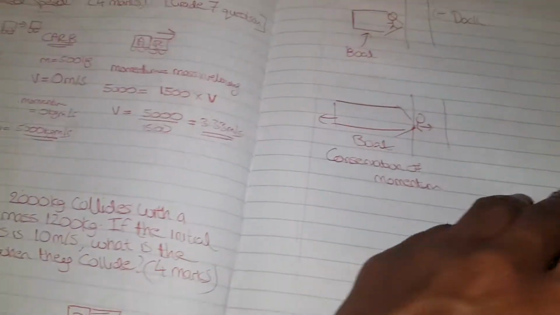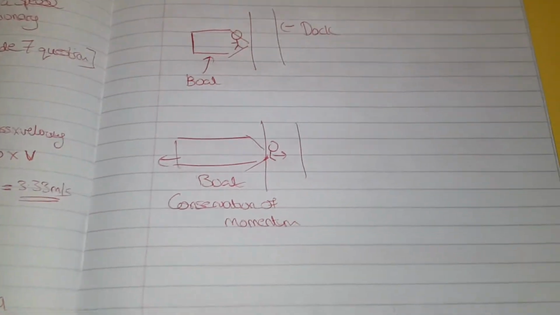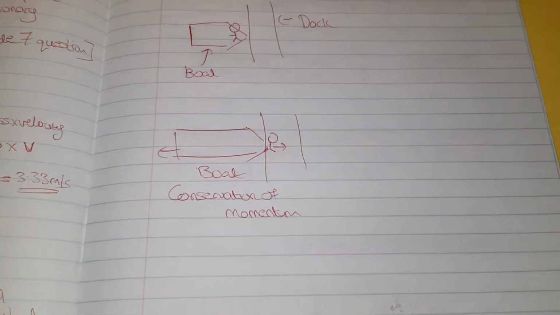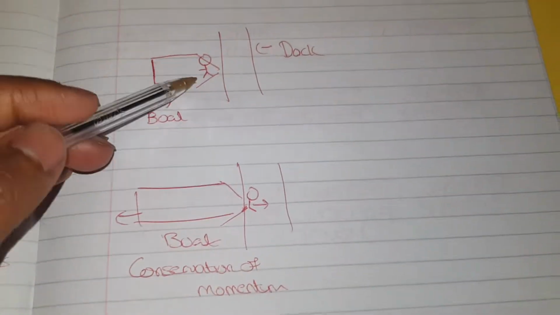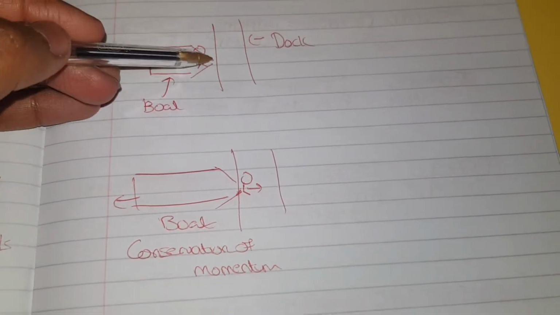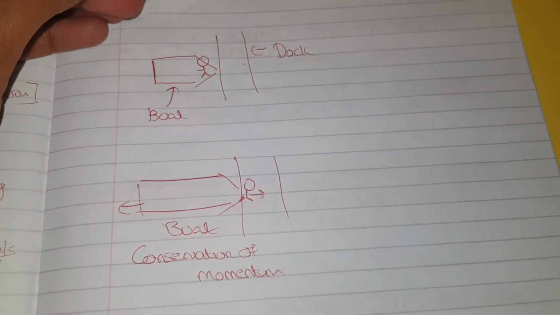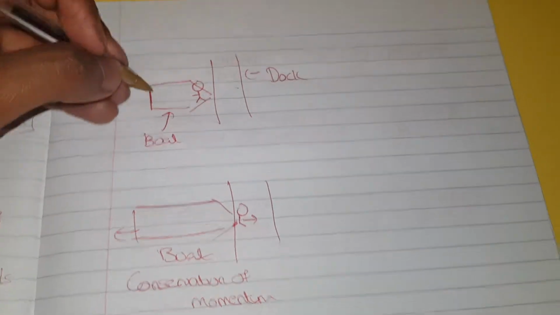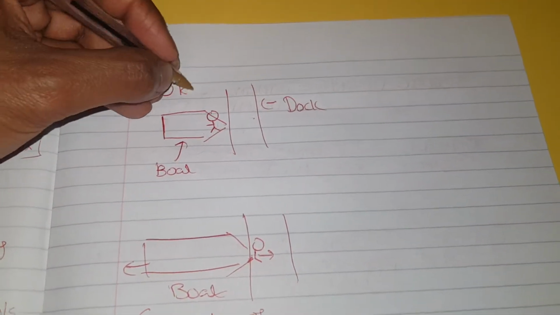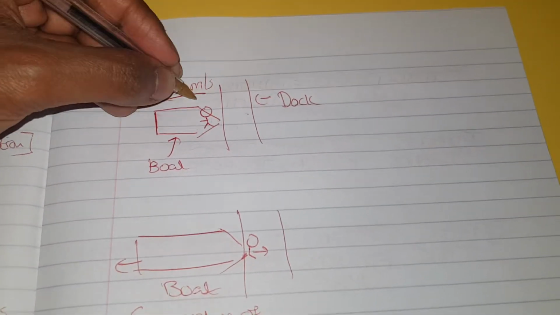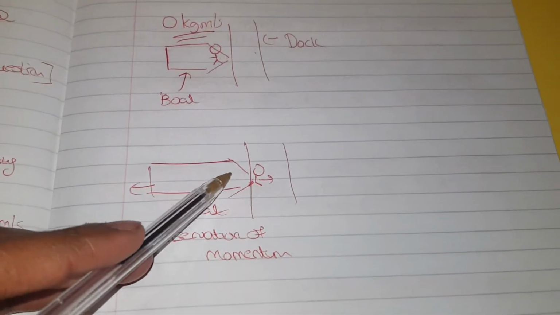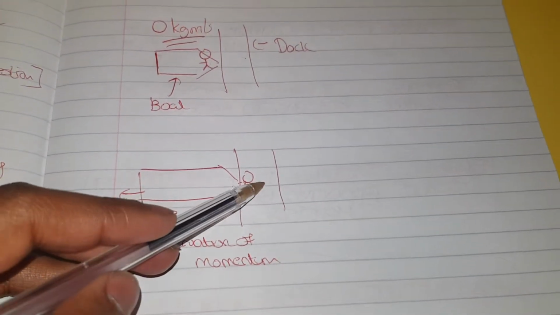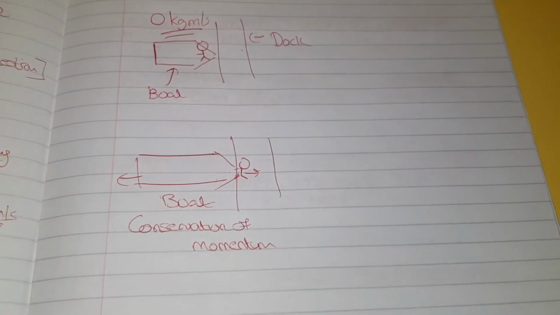Last but not least, they give you scenarios where you have to talk about conservation of momentum. Let's imagine you have a guy on a boat, and you have the dock where boats stop, and the guy jumps off onto a long path. In the beginning, the boat and the person are stationary. So the total momentum of everything is 0, because no one is moving. When the person jumps off the boat, what happens to the boat? The boat moves backwards.